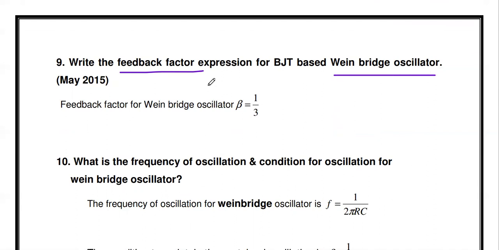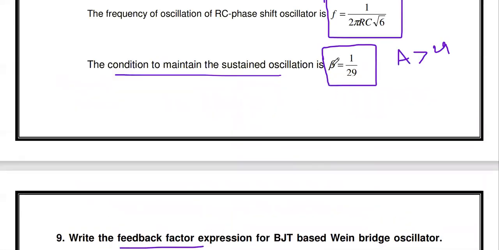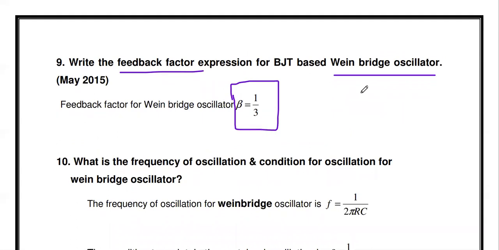So for a Wein bridge oscillator, the condition we have to maintain is the feedback factor beta equal to 1 by 3. So for RC phase shift, beta equal to 1 by 29. For Wein bridge, the feedback factor we have to maintain is 1 by 3. So this is also one of the university questions.